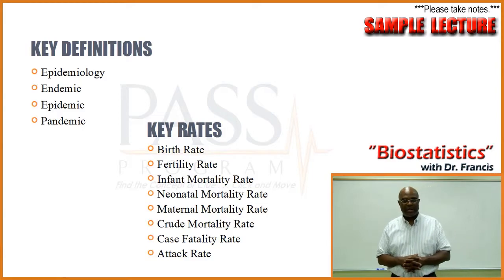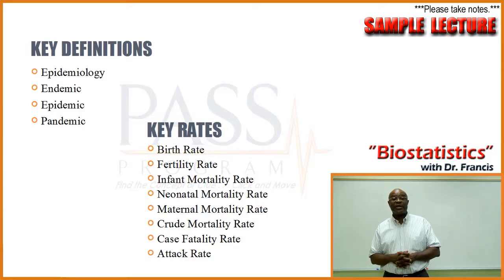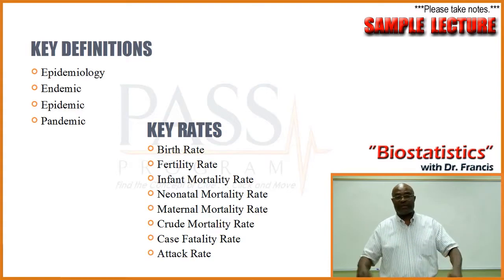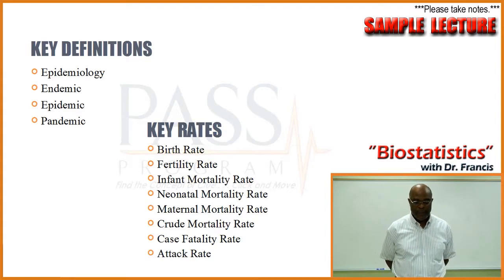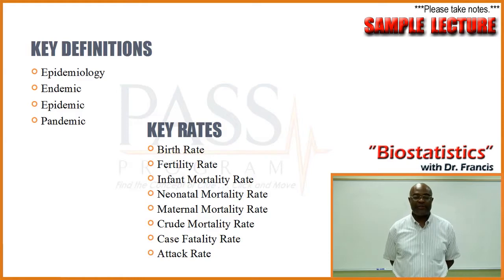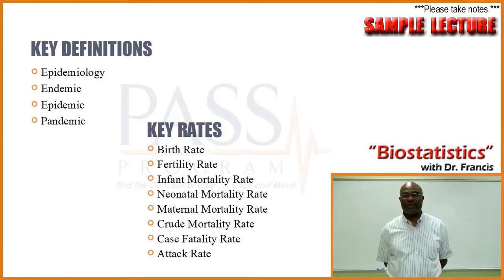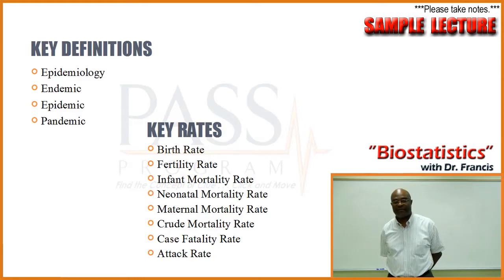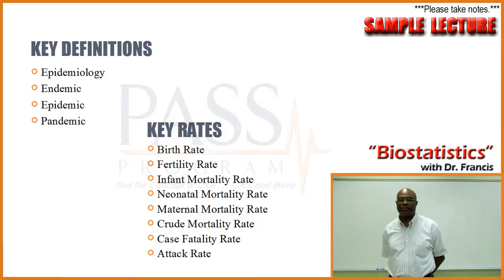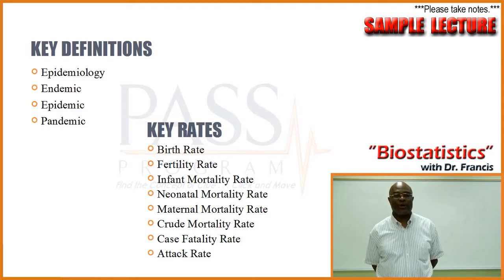The next one is called neonatal mortality rate. Neonate is a baby 0 to 30 days of age, first month of life. So neonatal mortality rate will be how many deaths seen in children in their first month of life. So currently, the number 1 cause of neonatal mortality is prematurity, respiratory distress syndrome.